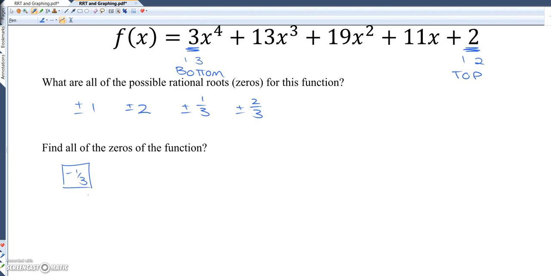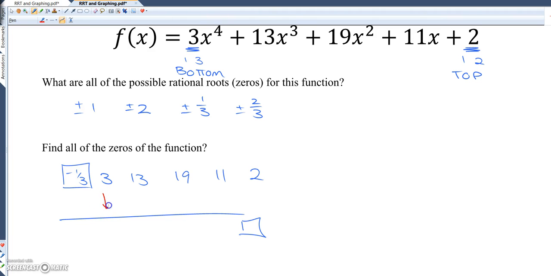Now, of course, you do not have to start with a fraction. You do not have to start with a negative. You could go with positive 1. You could go with negative 1 like we did on the last problem. That is always your choice. I made the problem. I know how it's going to end up. That's why I chose this one. 3, 13, 19, 11, 2. Answer line. Hopefully this ends up being a 0.